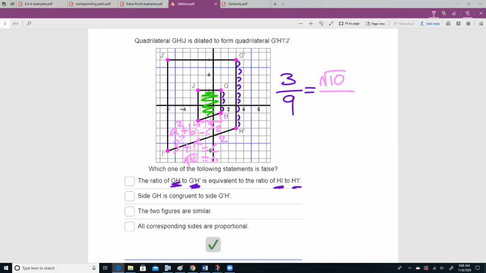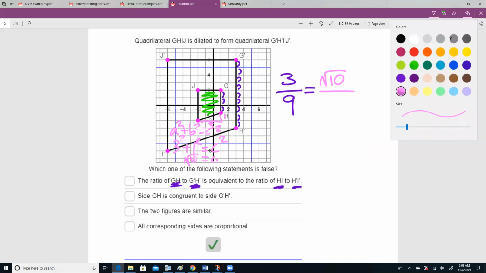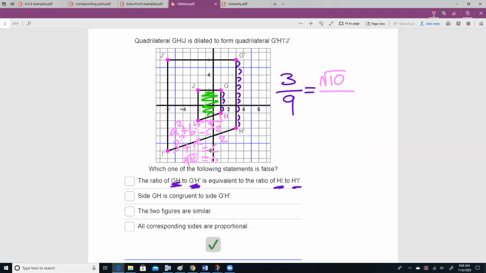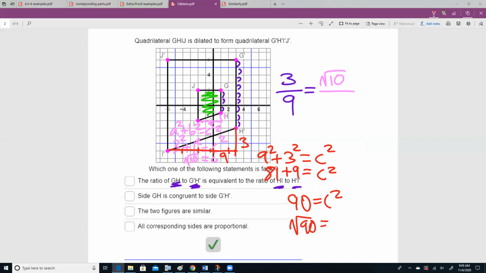And then if we did the same thing to solve for H prime I prime's length, see this is 3 long and this is 2, 4, 6, 8, 9, this is 9 long. Then we'd have 9 squared plus 3 squared equals c squared. We're still using Pythagorean theorem. That gives me 81 plus 9 equals c squared, which is 90 equals c squared, which means the square root of 90 equals c.